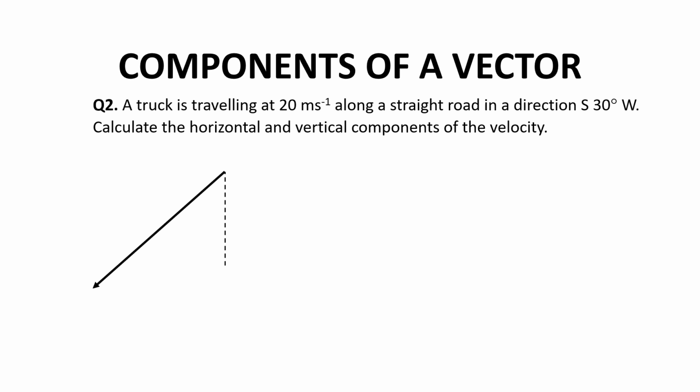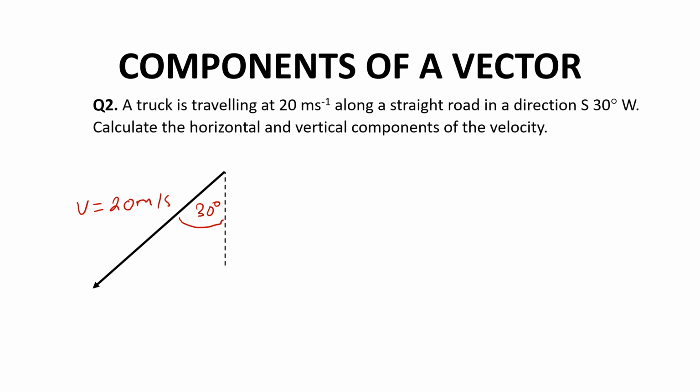Question 2. A truck is traveling at 20 meters per second along a straight road in a direction south 30 degrees west. Calculate the horizontal and vertical components of the velocity. So in this case, I know the resultant velocity, which equals 20 meters per second. And I also know the direction of this velocity, which is south 30 degrees west. So now let's find the magnitude and direction of the horizontal and vertical components of the velocity.